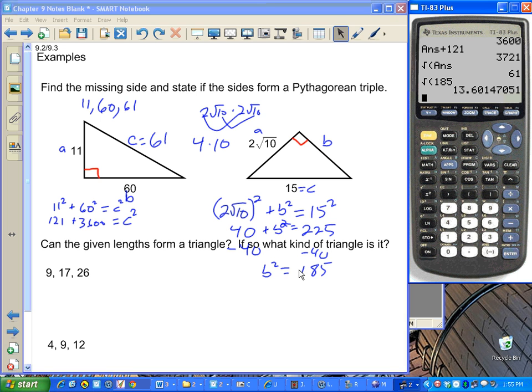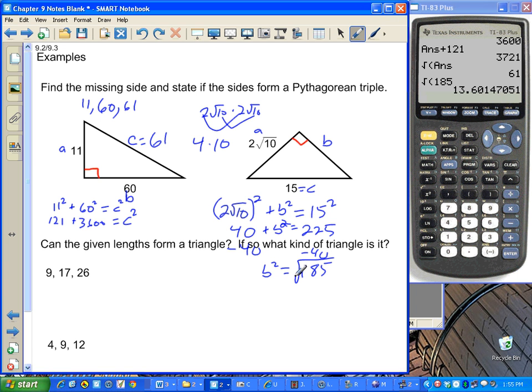I get a decimal, which means you have to do your simplest radical form. You've got to break these down to find out what it is with the square roots in there. Okay? Because decimals are not going to be accepted in this chapter. So, let's see. This clearly divides by 5. It'll go in there 37 times. 37 is prime, 5 is prime. So this doesn't break down, so I would just have to leave this as the square root of 185. And that would be your answer.